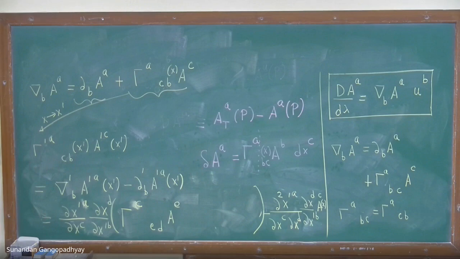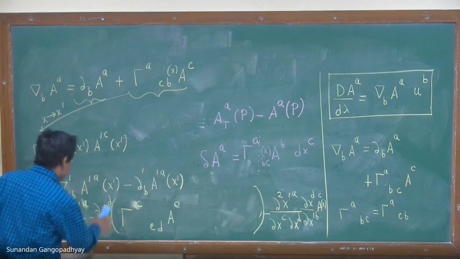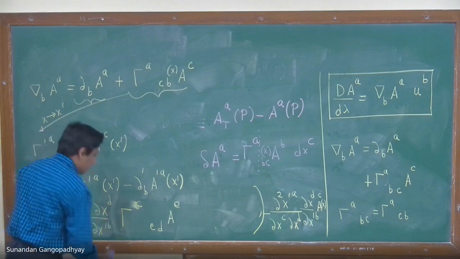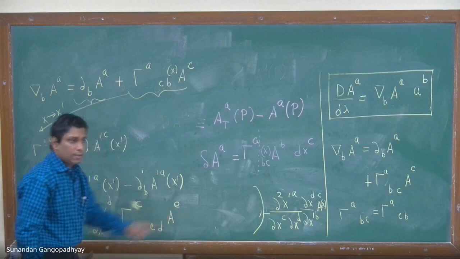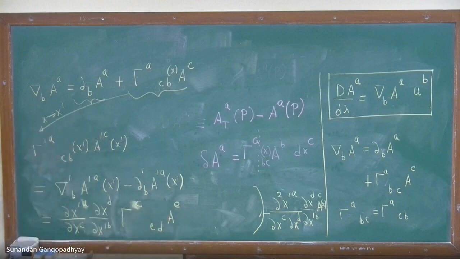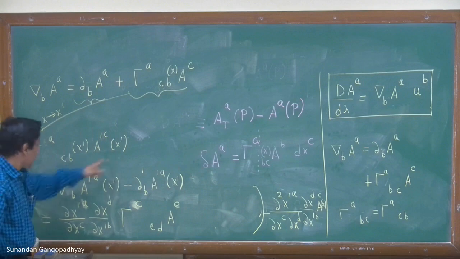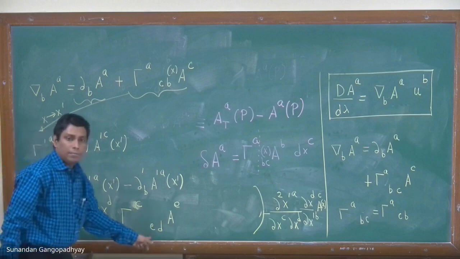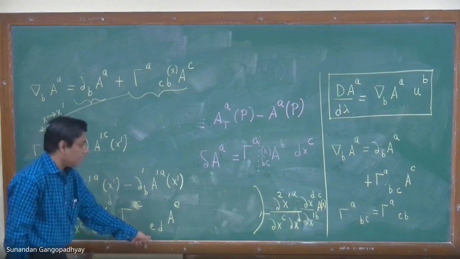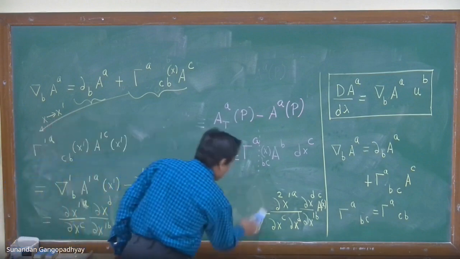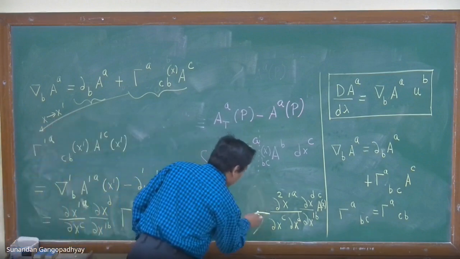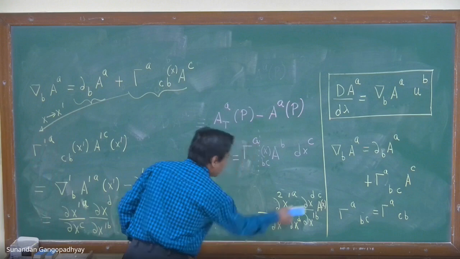Right, this is correct. This is grad d a c minus that thing. So you can see that this object, the first term, transforms like a tensor, but there is the last term which actually spoils the tensorial property.